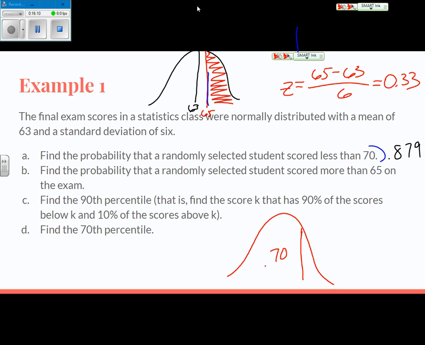What is it? 0.52? Anybody verify that? That's the closest thing to 70%? 0.53. 0.52, okay. So that goes in for my z-score. And then my math is the exact same. The only thing that changed on this is going to be my z-score or my x. My mu is going to stay the same, and my sigma is going to stay the same.